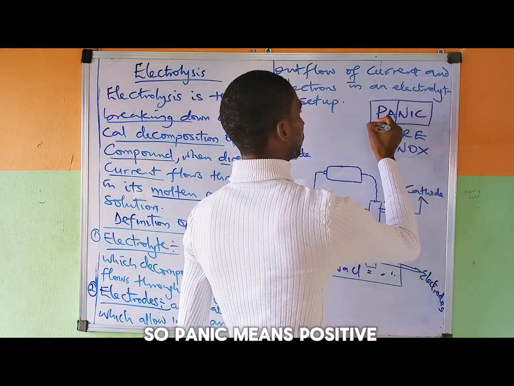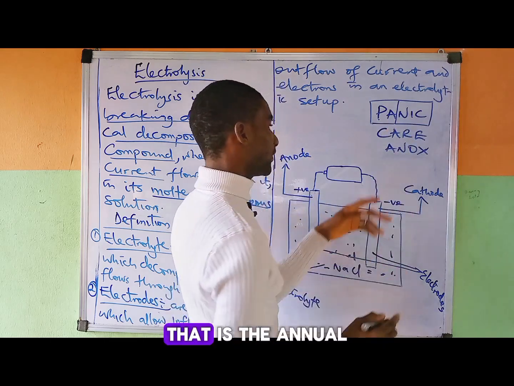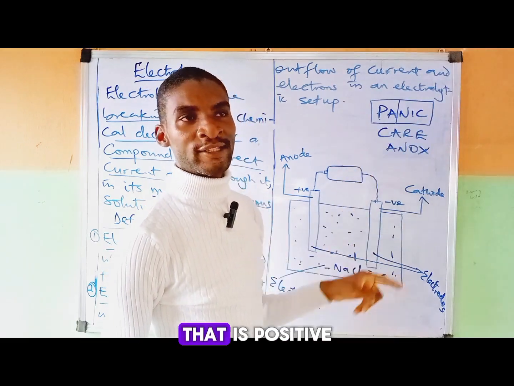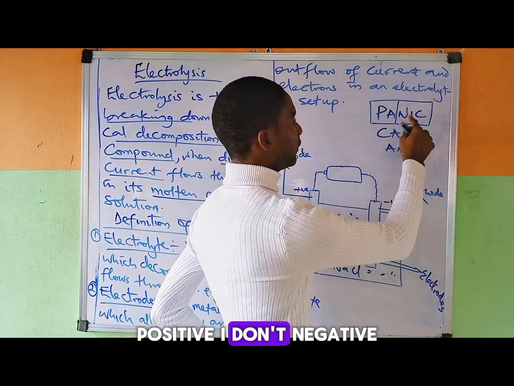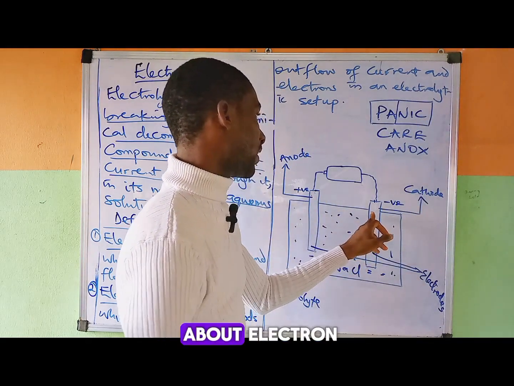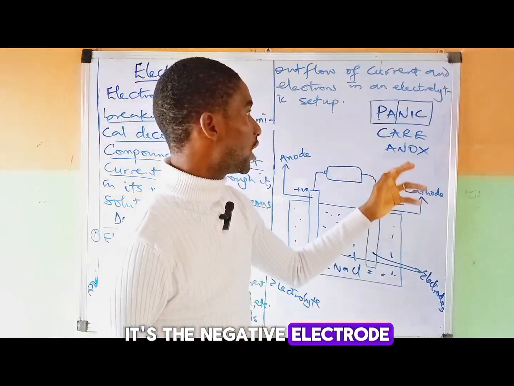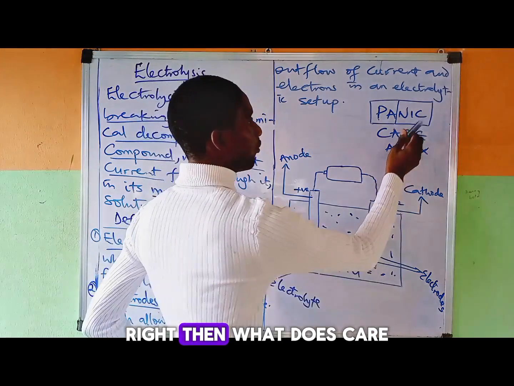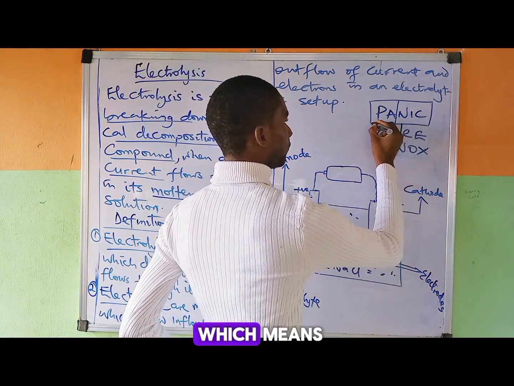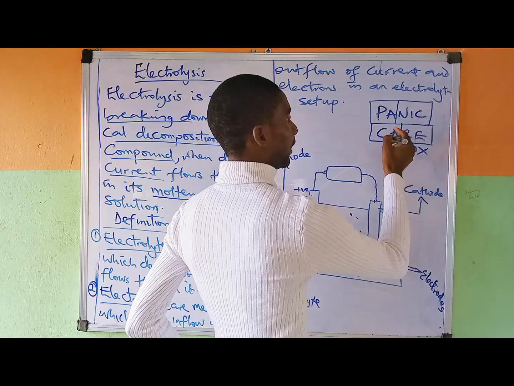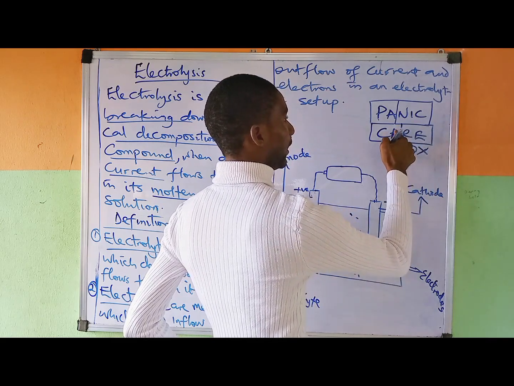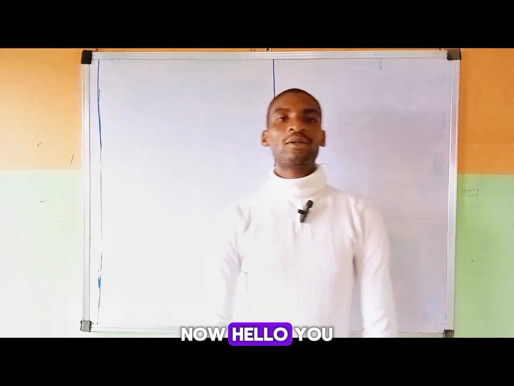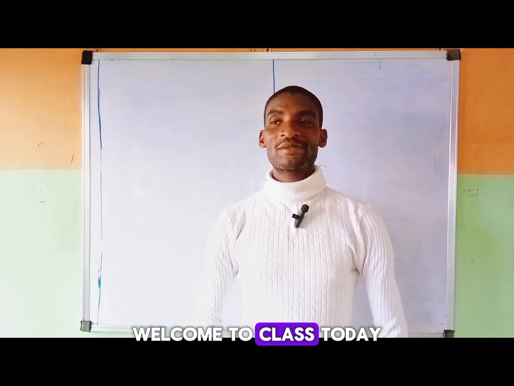Positive anode. So PANIC means positive anode, negative cathode. The anode is the positive electrode, while the negative is the cathode. So when you talk about the cathode, it's the negative electrode and the positive electrode is the anode. Alright? Then what does K stand for? It means anode.